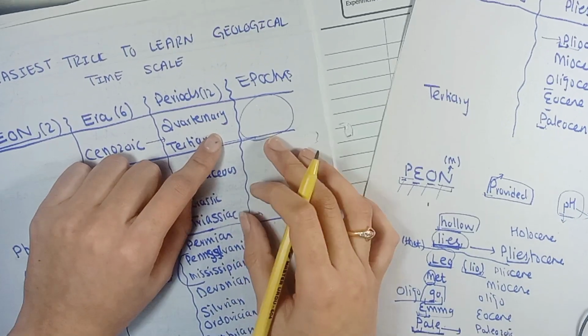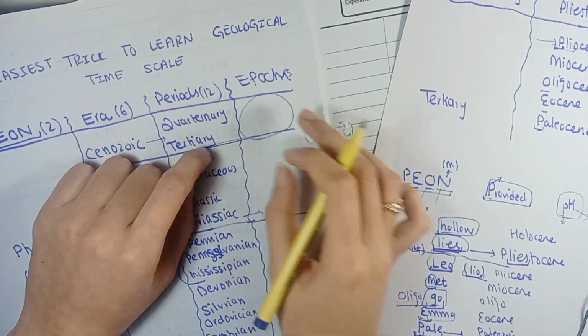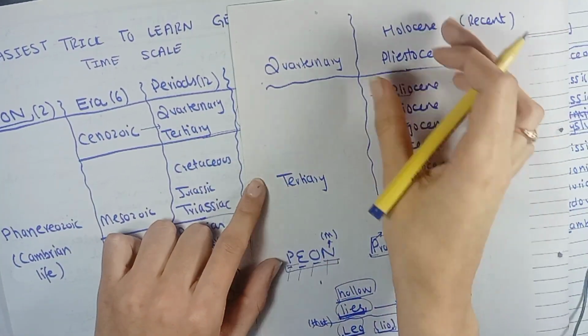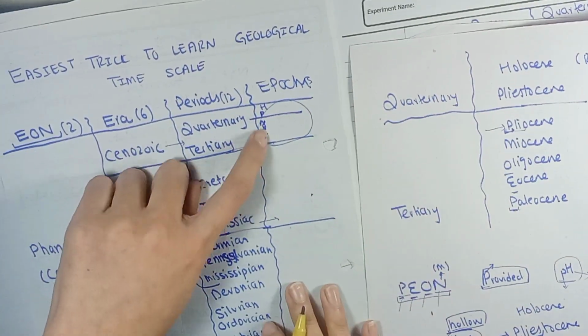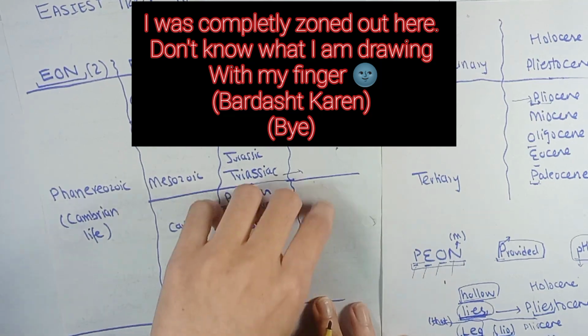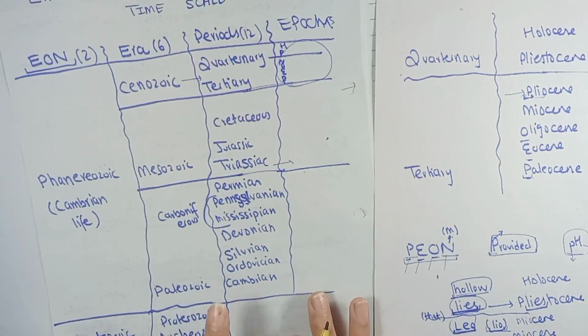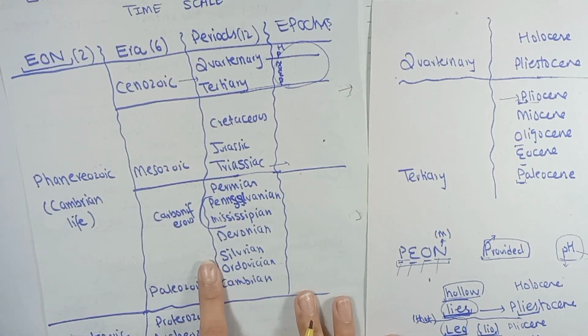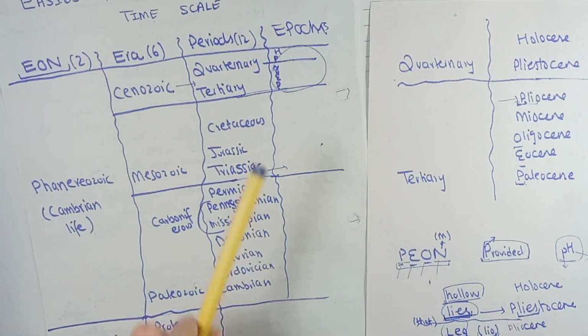And now I have very little space left here, so this is how you are going to write the epochs here. Epochs will be written here. So in this way you are going to learn your geological timescale. If there is any confusion, you can ask in the comment section, and I hope it was helpful.